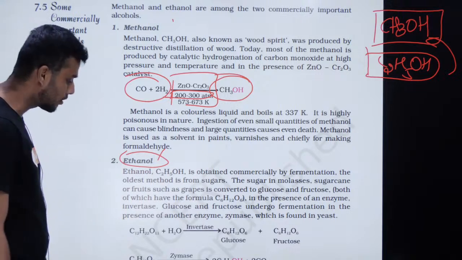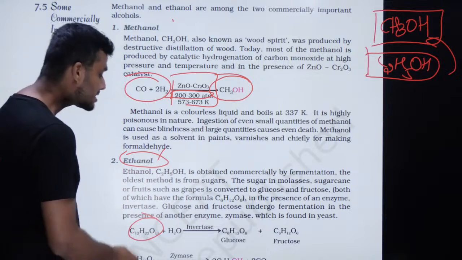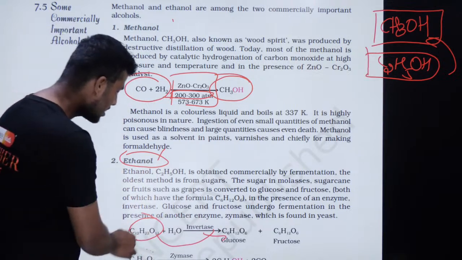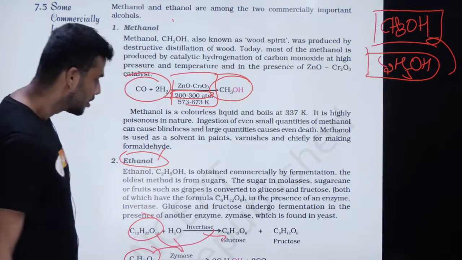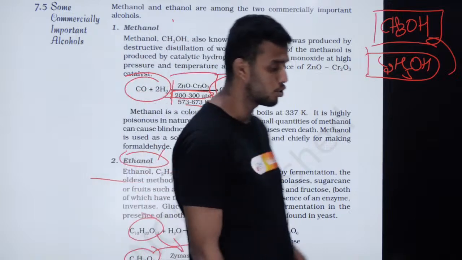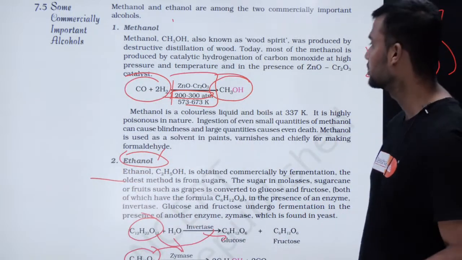And in the case of ethanol, what happened? Very simple. Sucrose is converted by invertase into glucose and fructose. After that, by using zymase, glucose or fructose is converted, and ethanol is formed. Okay, I hope it's clear. Any doubt, my dear students?